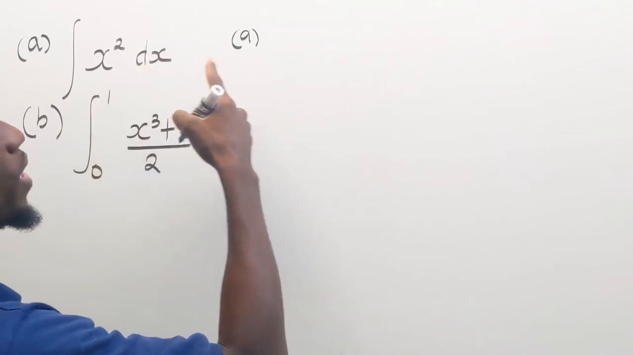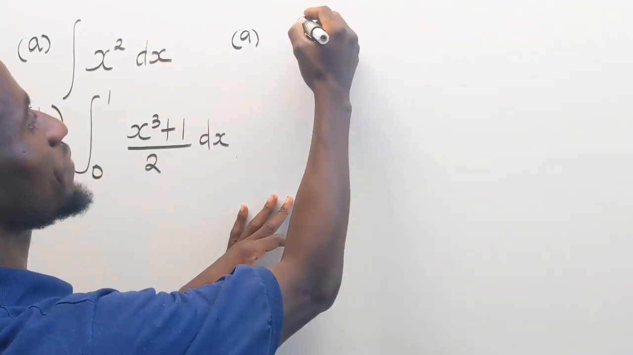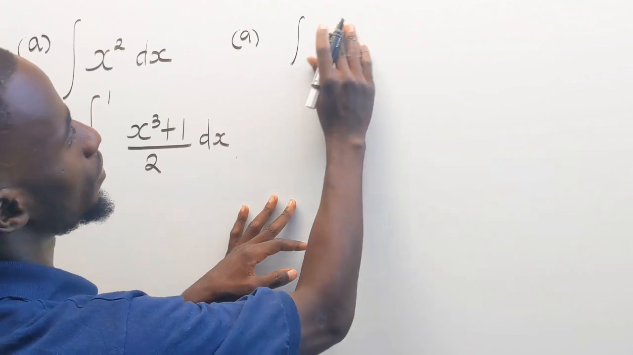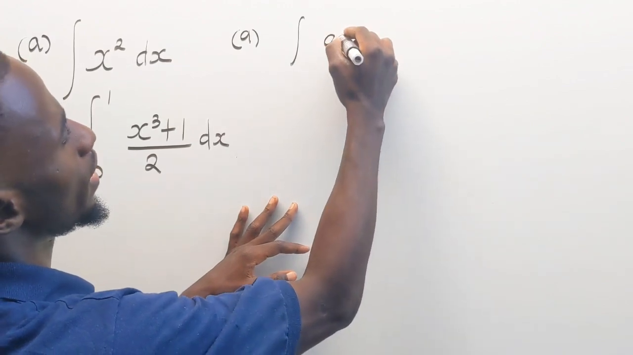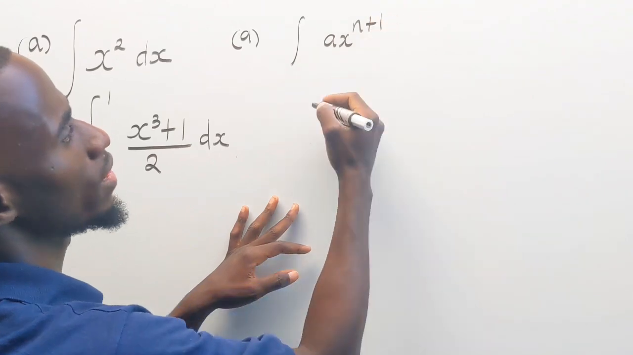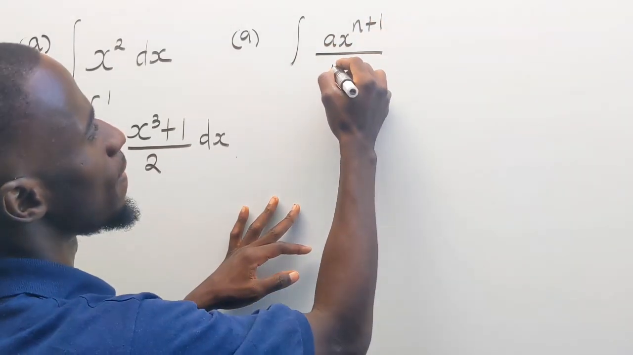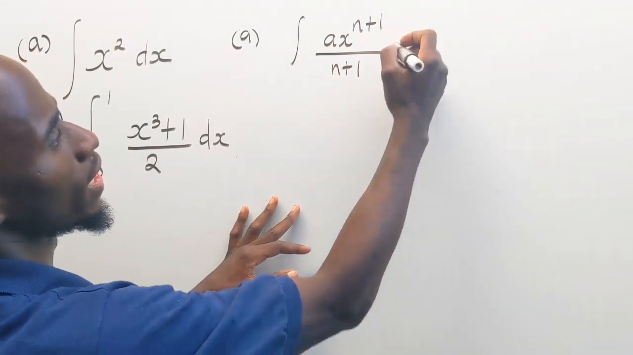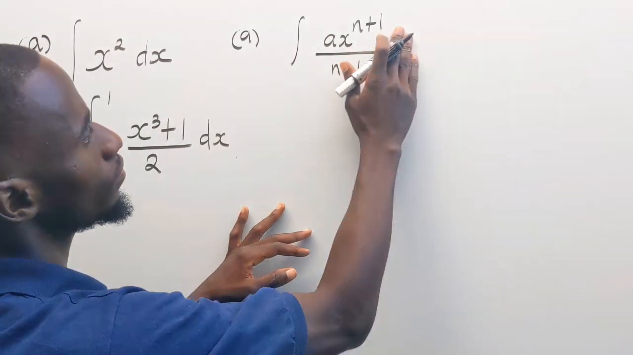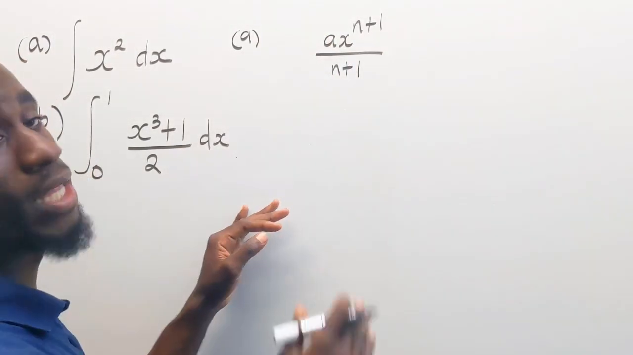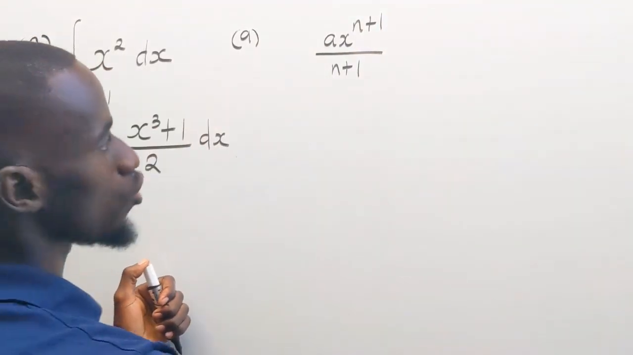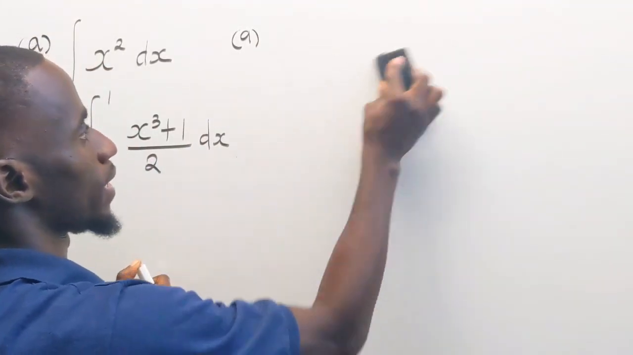How do we integrate? When integrating a function of this nature, a x to the power n, what you do is increase the power by 1, then divide by the same new power that you are integrating. So you result in something like this. It's the same situation that we are going to do on this part A.